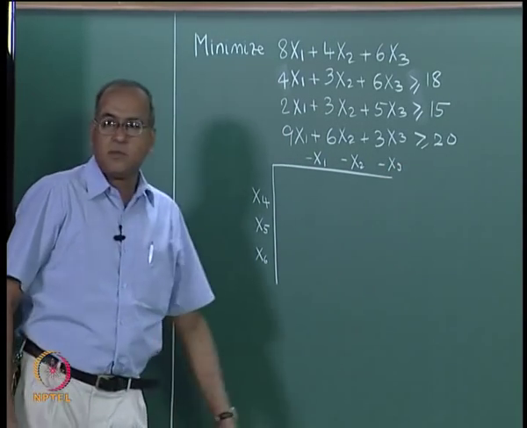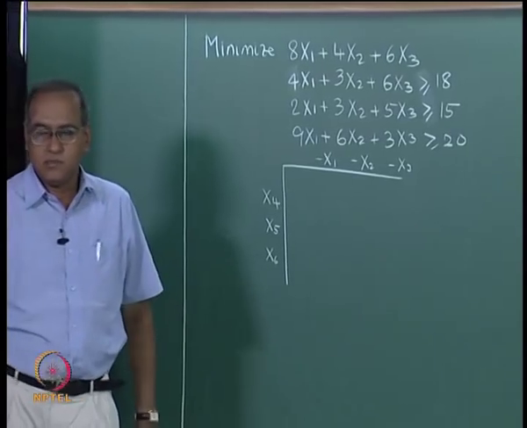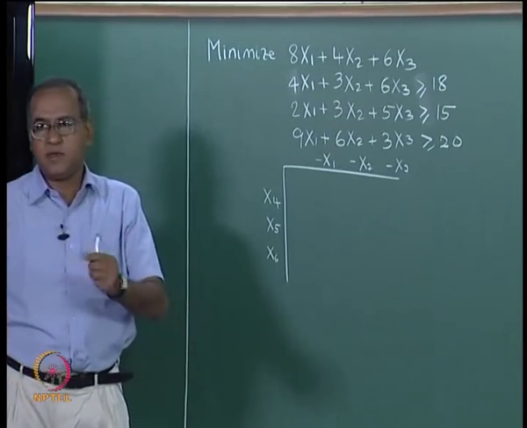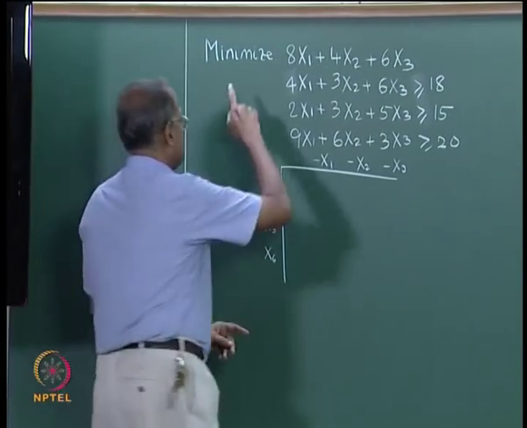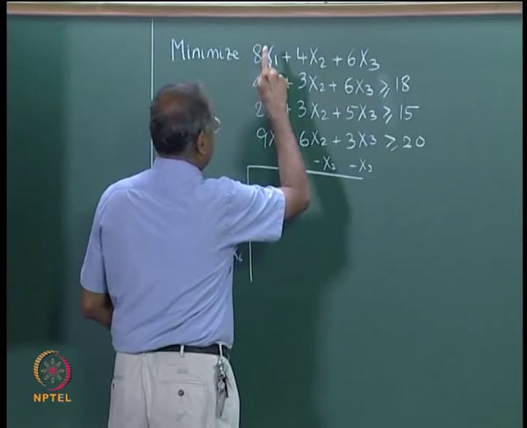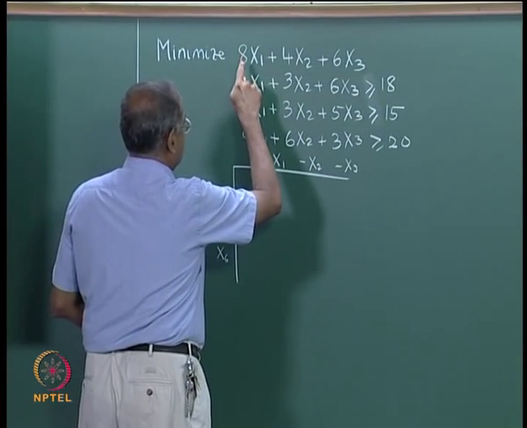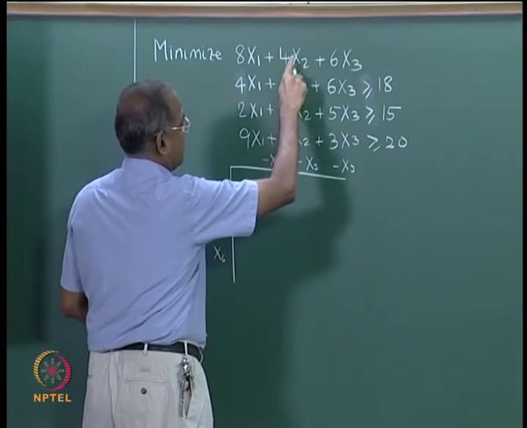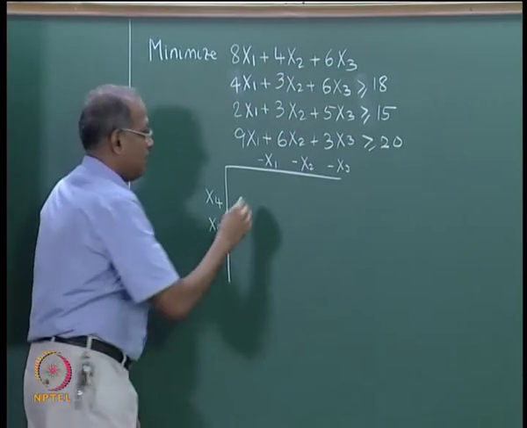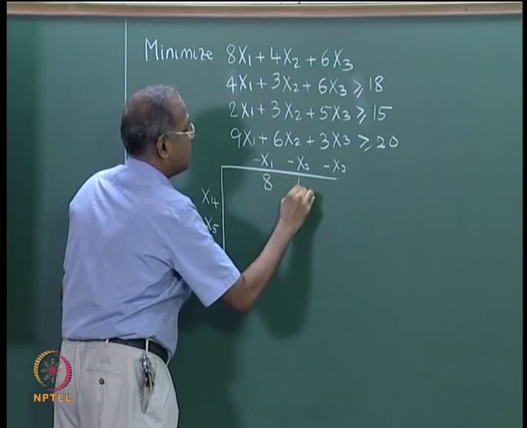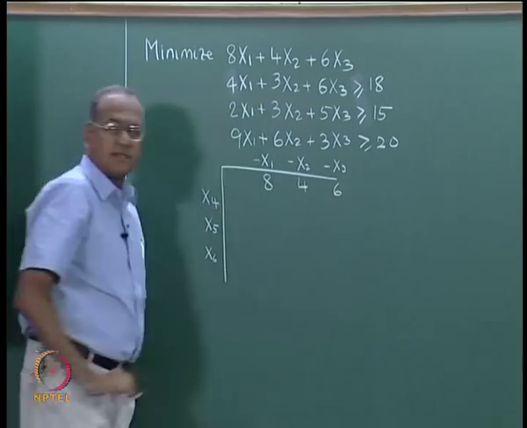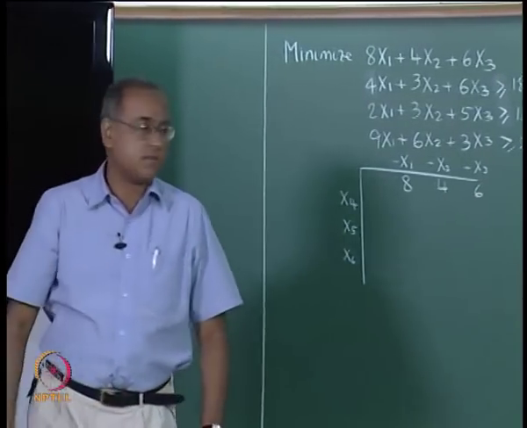Now, it is a minimization problem and it is a dual algorithm. So, dual is feasible, primal is infeasible. So, this is written as maximize minus 8x1, minus 4x2, minus 6x3, which would give 8, 4 and 6 here in the z values.